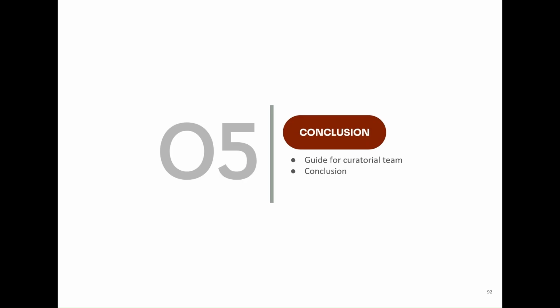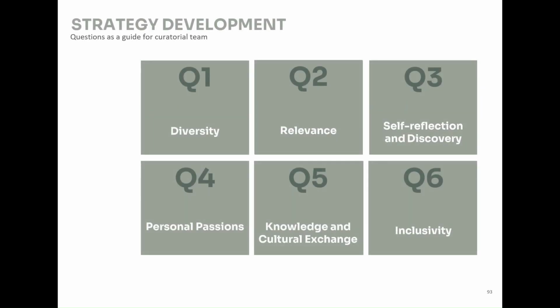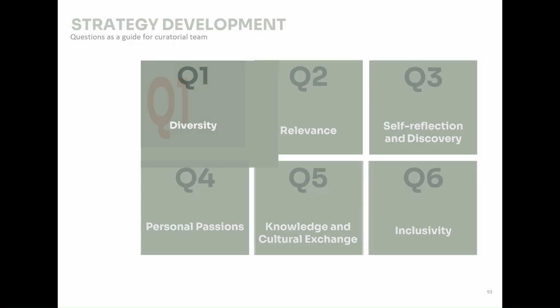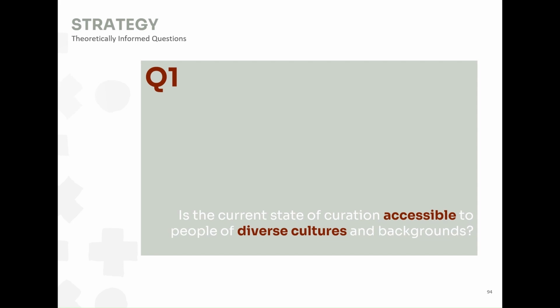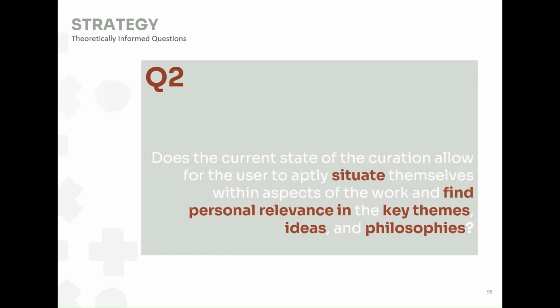After a rigorous process of analysis and iteration, this is the set of questions we have developed as a guide for a curatorial team to use for future exhibitions. Question 1. Is the current state of curation accessible to people of diverse cultures and backgrounds? Question 2. Does the current state of the curation allow for the user to aptly situate themselves within the aspects of the work and find personal relevance in the key themes, ideas, and philosophies?